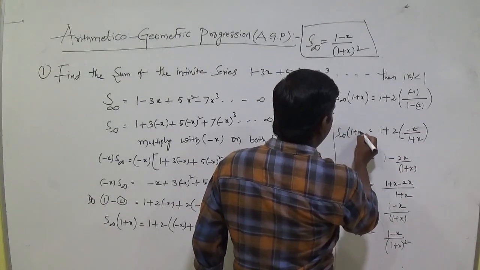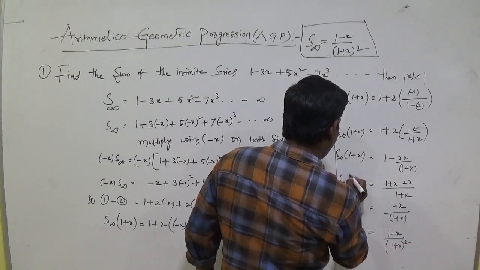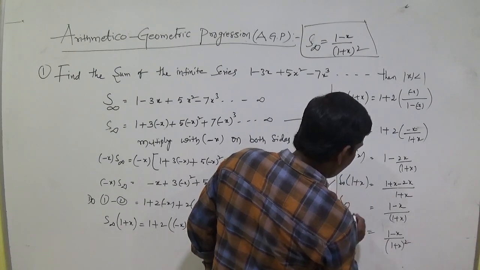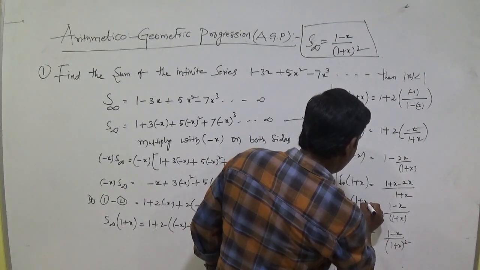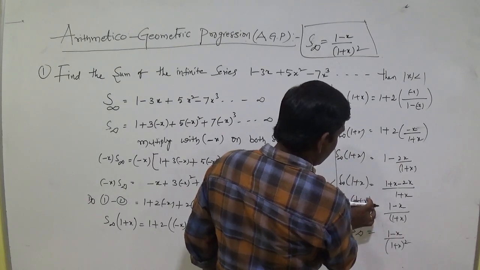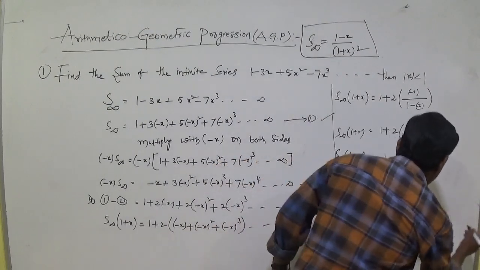S infinity into 1 plus x equals 1 minus x by 1 plus x; by transposition, S infinity equal to 1 minus x by 1 plus x whole square. This is the problem.